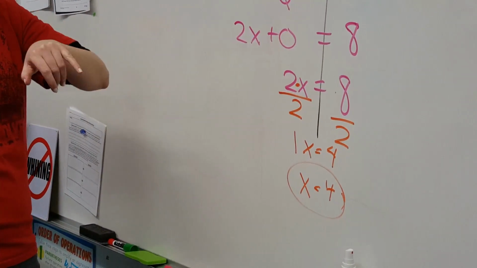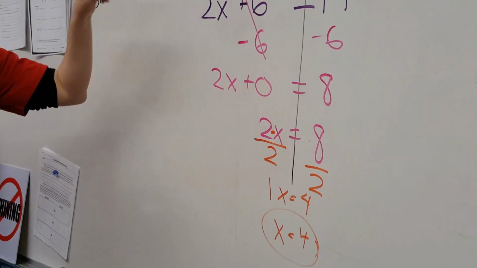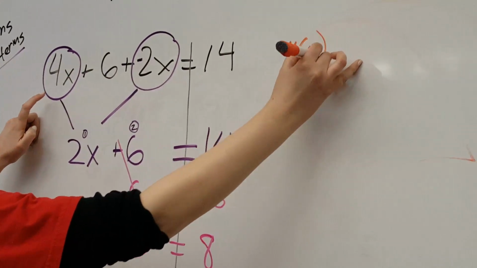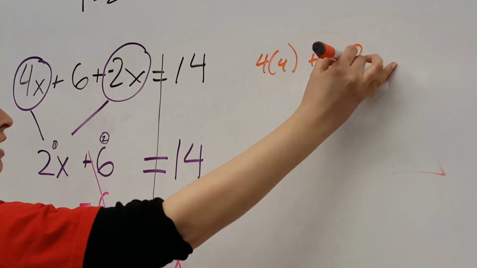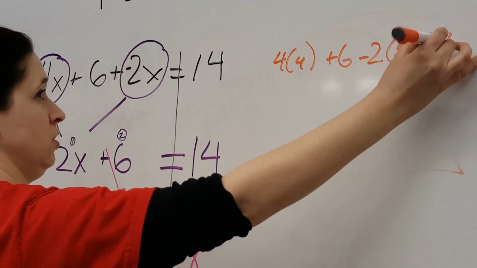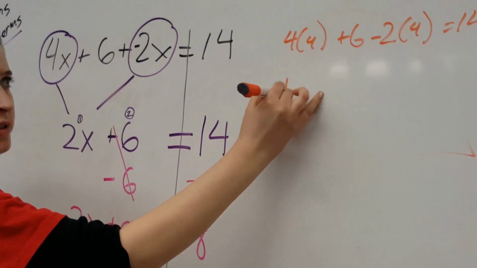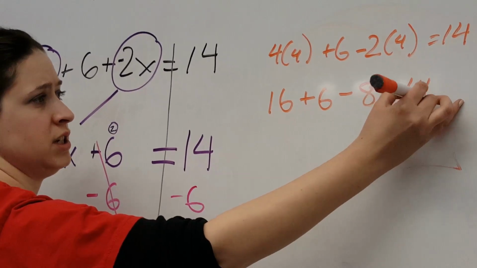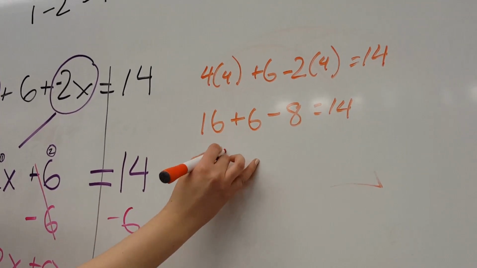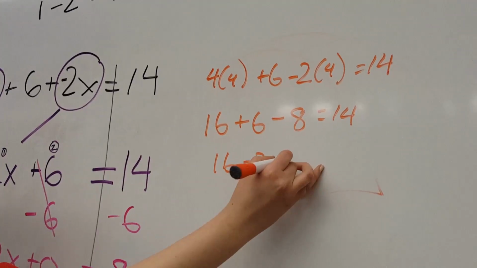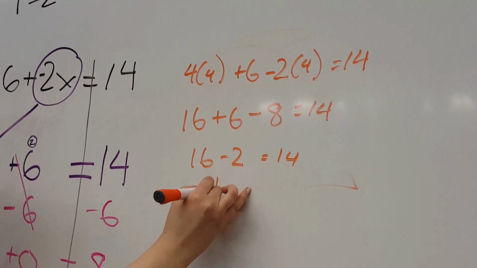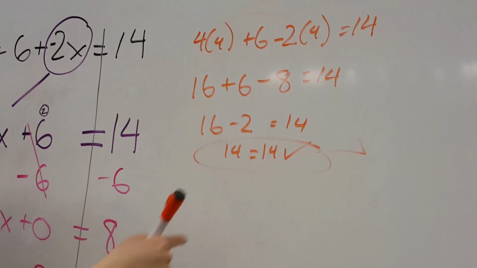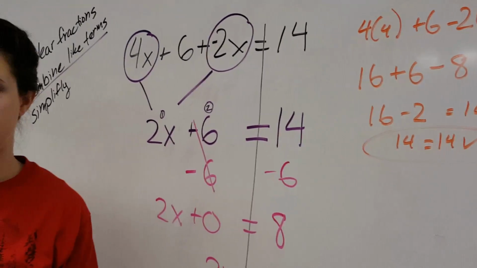To go back then and check and make sure that we did it correctly, let's plug it in and see. 4 times 4 plus 6 minus 2 times 4 should equal 14. 4 times 4 is 16 plus 6 minus 8 equals 14. 16 minus 2 equals 14. 14 equals 14. Oh, good. I get the same thing on each side, so that means that I did do it correctly, and that is how we do this problem.